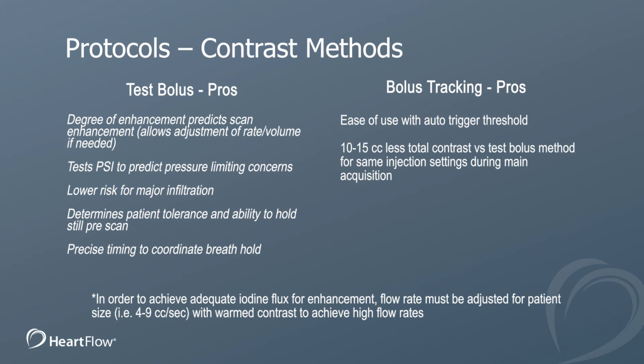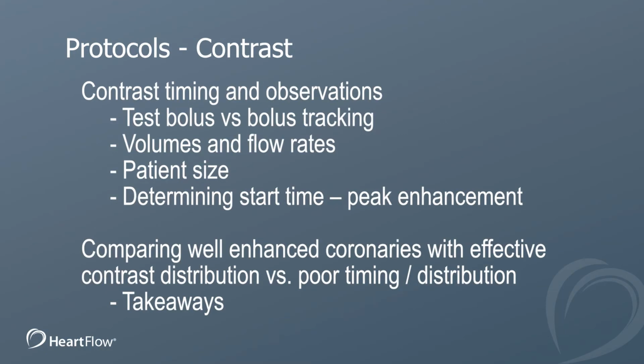We generally will inject patients anywhere in the 4 to 8 milliliter per second range, sometimes as high as 9 if the patient is very large. But we need to use warm contrast in order to achieve these high flow rates. When using contrast, we need to decide how much volume to inject and what rate to inject at. We decide this based on our scanner and based on the patient's body habitus. These are the main factors that influence what we choose.